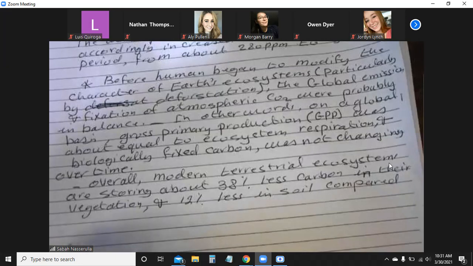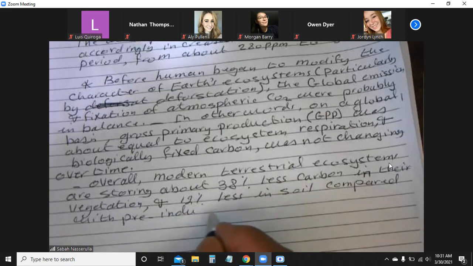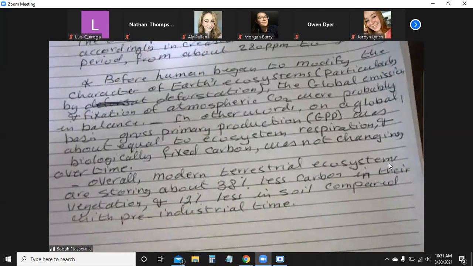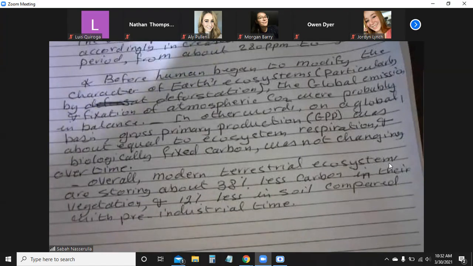So basically at the moment we are storing less carbon in the vegetation, okay? And in order for carbon to come to the soil, of course, the plant has to die, and then it would be stored in the soil. Not all the dead plants are going to go in the soil. Some are going to be eaten by insects, some by animals, and only what is left remains as litter in the soil or is decomposed in the soil.